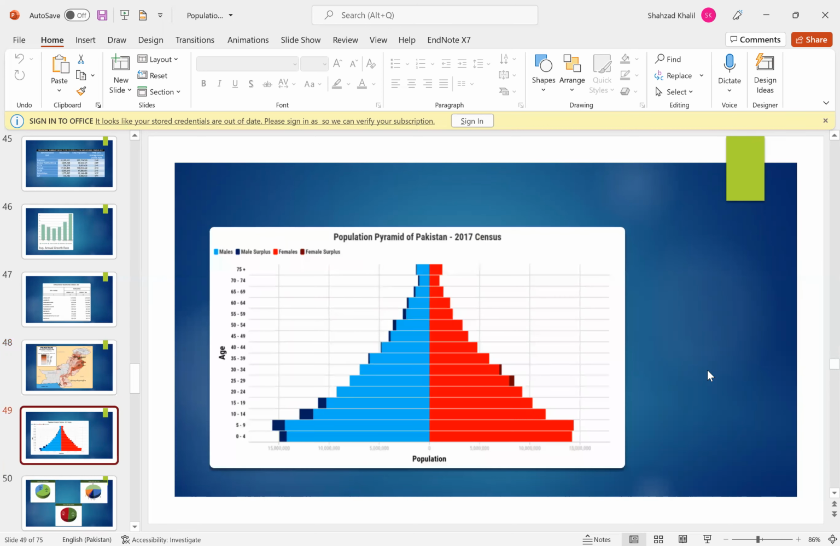Then the population pyramid of Pakistan, 2017 census. You can see this is the male side, and this darker area shows the surplus of males, then females and the surplus of females. You can see the age brackets. Age is shown in gaps of 5 years, and each bar shows the difference. It is the age distribution of males and females.